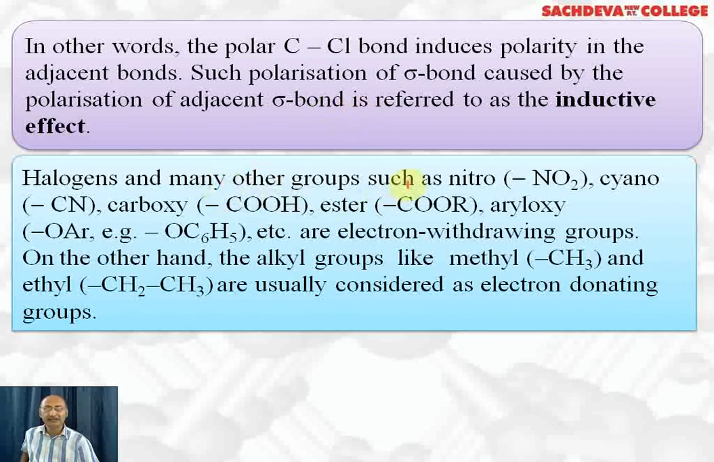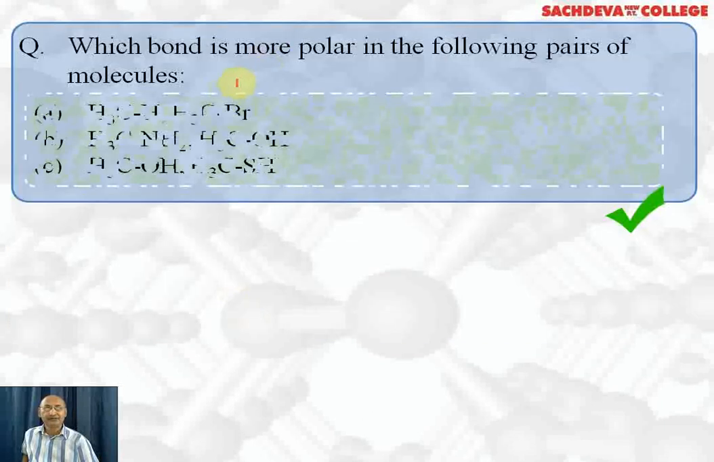Halogens and many other such groups like nitro, cyano, carboxy, ester, aryloxy, that is phenoxy, etc., are electron withdrawing groups. They show the minus I effect. On the other hand, the alkyl groups like methyl, ethyl, OH, NH2, NHCOCH3, OCH3, all of them are electron releasing or electron donating, and they cause the plus I effect or positive inductive effect. Let's take up this example.